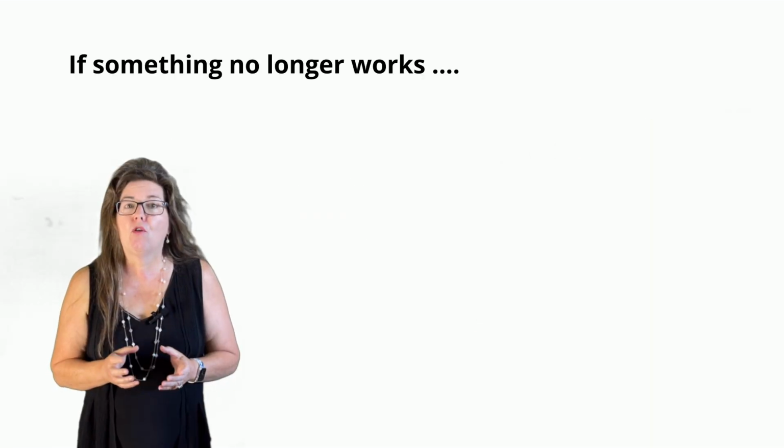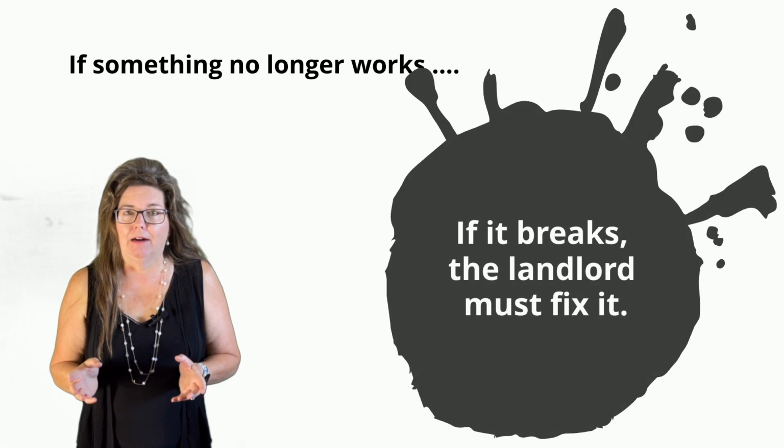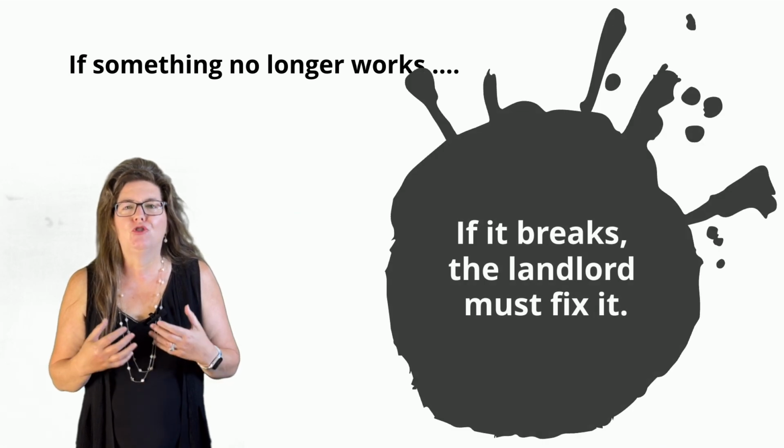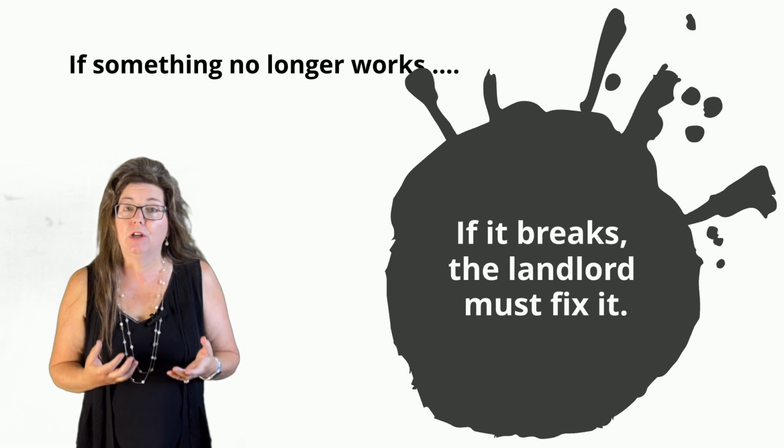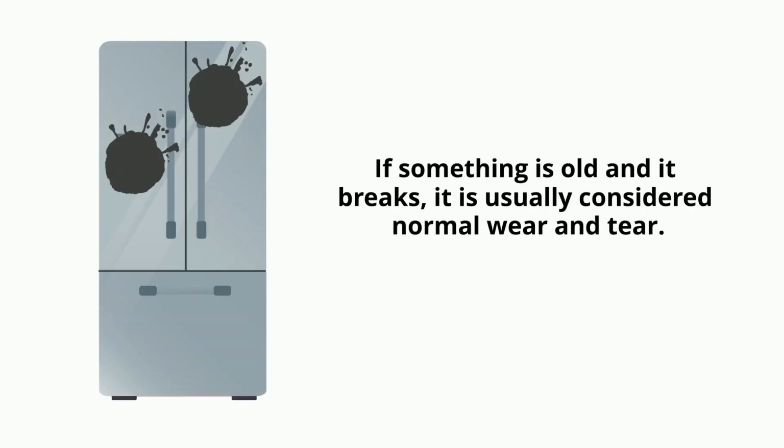If something no longer works due to normal wear and tear, or because it breaks or just wears out, the landlord must repair it so that it works properly or replace it. For example, if the fridge handle breaks off and the fridge is 15 years old, that would be likely considered normal wear and tear, regardless of the forces used to break the fridge.